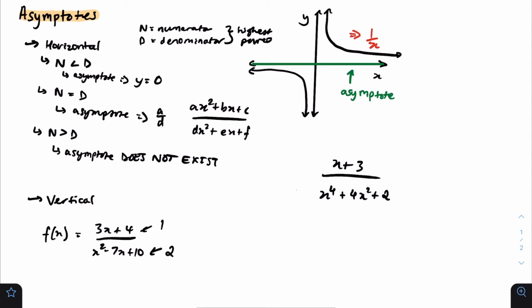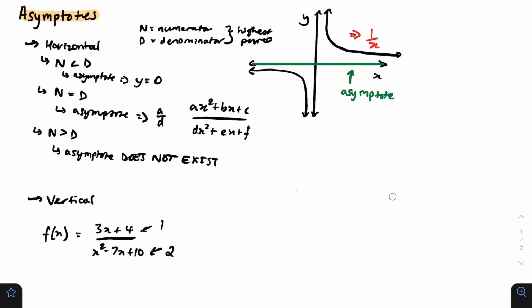If you substitute a really big number into this function, you're going to get a numerator that's much smaller in comparison to the denominator. And as you input higher and higher numbers, this is going to grow much faster than the numerator, and therefore it's going to get much closer and closer to 0. So that's why that's the asymptote.